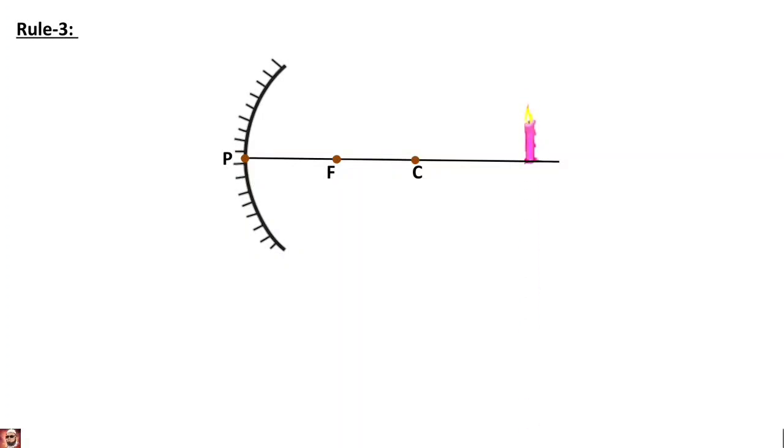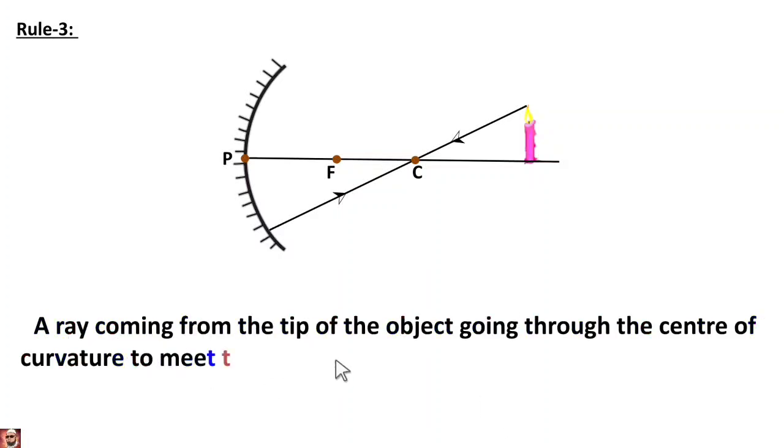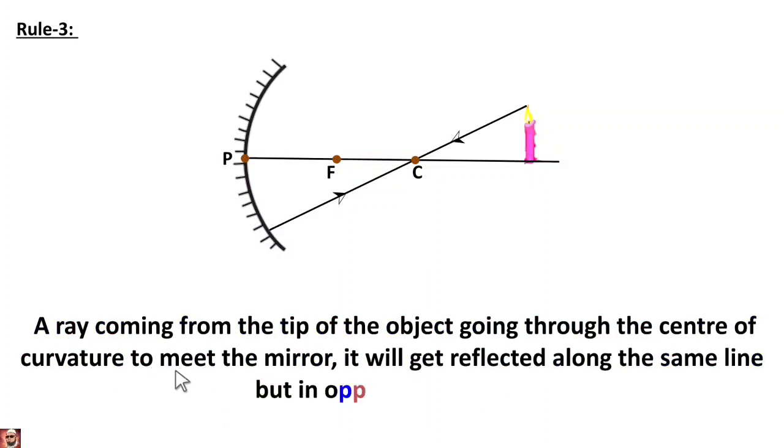When the incident light ray is traveling through the center of curvature and falling on the concave mirror, you can see that the reflected ray will travel in the same path but in the opposite direction. So this incident ray will travel in this direction and the reflected ray will travel in the opposite direction. So let's see what the rule says here. A ray coming from the tip of the object going through the center of curvature to meet the mirror will be reflected along the same line but in the opposite direction.